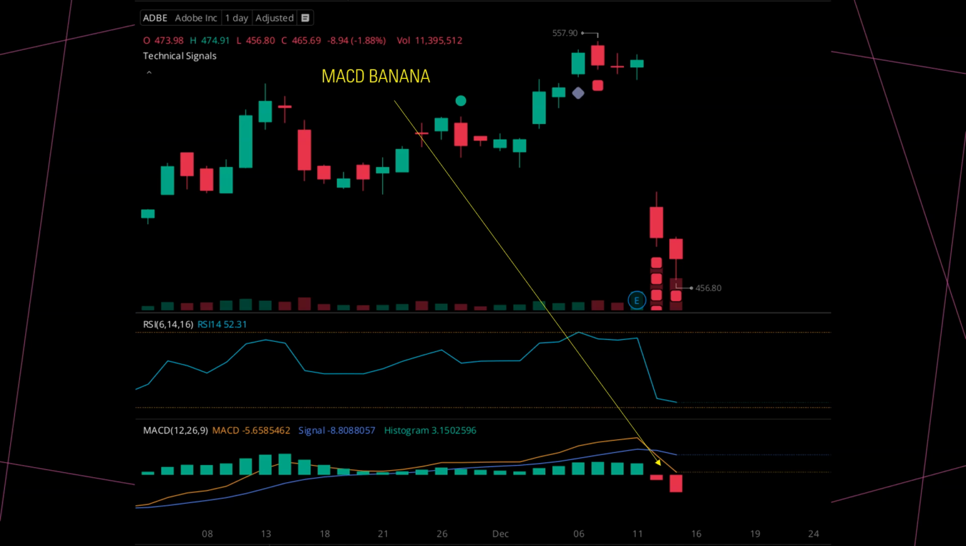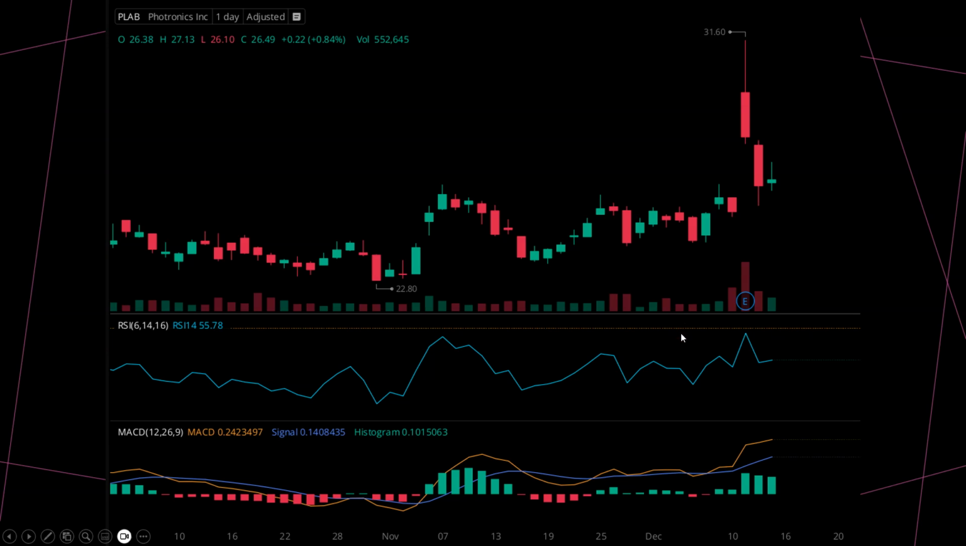So all these three things check in. You have a gap, you have earnings, you have the MACD banana, and then you have an RSI. Adobe's not quite ready yet, I would say, because the MACD's not flattened yet. It's still got that downward angle. But that's essentially it. We'll look at a few more.